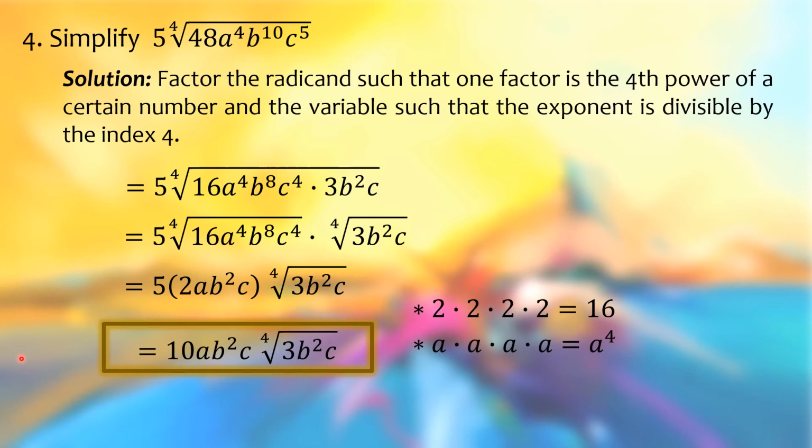And then, 4 na a, so that is a to the fourth. 4 na b squared, that is b raised to 8 because 2 plus 2 plus 2 plus 2 is 8. And then last, 4 na c, so that is c to the fourth. So, paano naging b squared times b squared times b squared times b squared which is equal to b to the 8th power? Ito ay dahil minultiply natin ang ating resulting equation ng 4 na beses which is yung index. So, b squared kapag kinuha natin ang fourth root niya, so that is b to the 8th power.